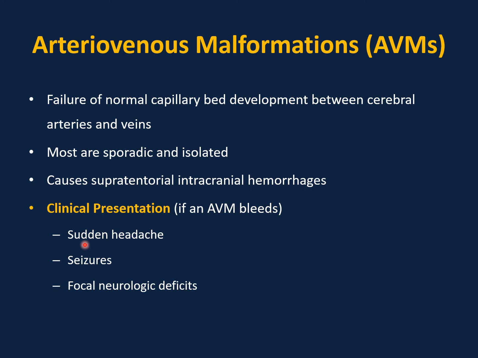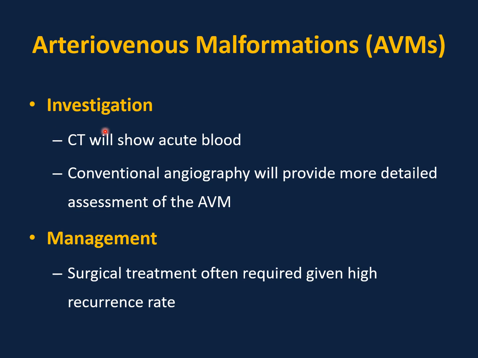If they bleed, they present with sudden headache, seizure, focal neurological deficits. Diagnosis of arteriovenous malformation is usually made when a complication occurs, for example seizure or intracranial bleed. For the intracranial bleed, the best study to show acute blood is the CT scan, and for the detailed anatomy of the AV malformation it is conventional angiography or MRA. For management, surgical treatment is often required.